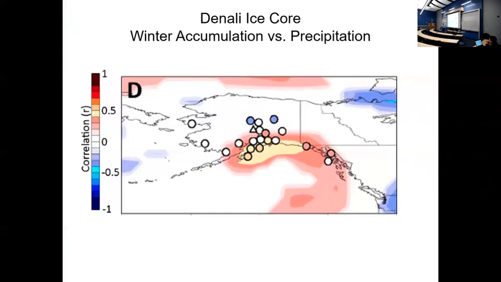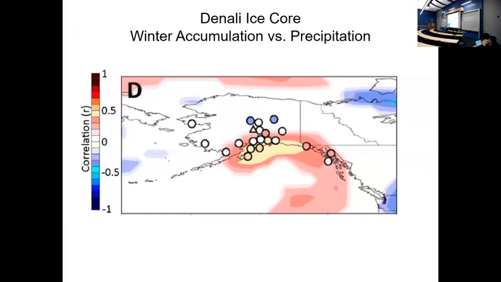So if you look at the reanalysis, it actually works pretty well, right? Here's our Denali site, and you can see pretty good correlations with changes in precipitation, again, on the east side of the Aleutian Low, where that moisture is coming in.